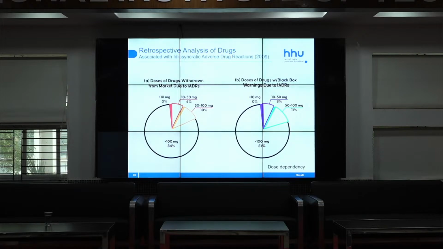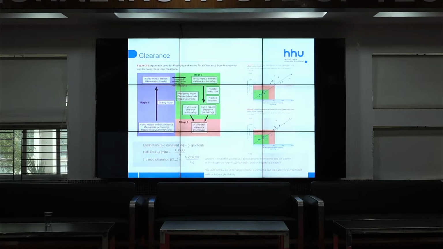So then we go into elimination. Elimination is clearance, and clearance means also that metabolization is a kind of elimination, because your drug is eliminated and you form some metabolites. And these metabolites may have some additional effects, more or less, in the different pathways for the different structural elements.